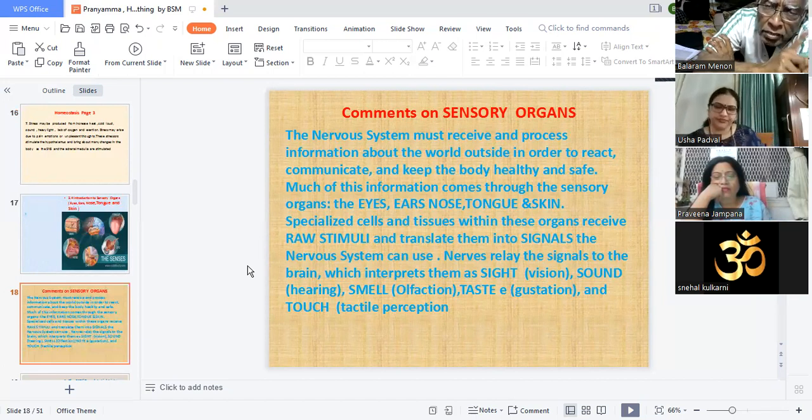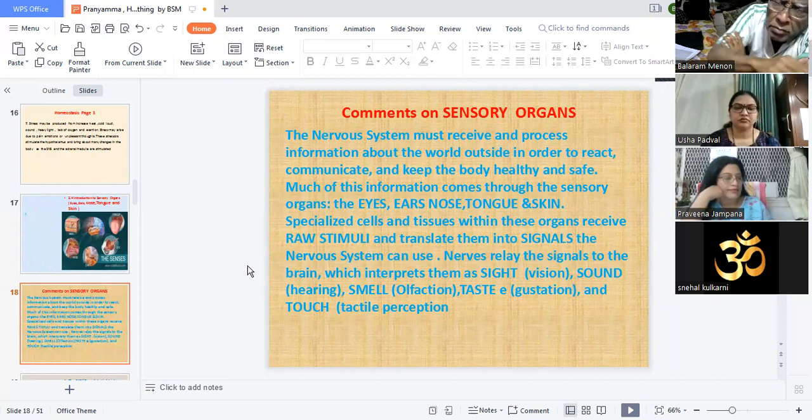The signals are carried to the brain. A thought process comes. You want to implement a thought, you have to put it into action, so that command should be given to the brain to go ahead and do the action. The nerves relay the signals to the brain, which interprets them as sight, vision, sound, hearing, smell, olfaction, taste, gustation, and touch, tactile perception.